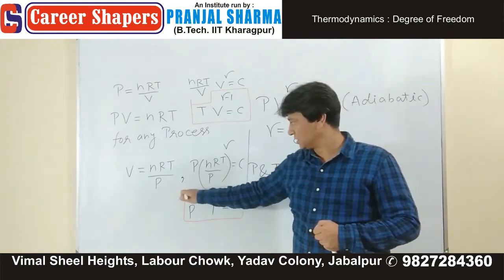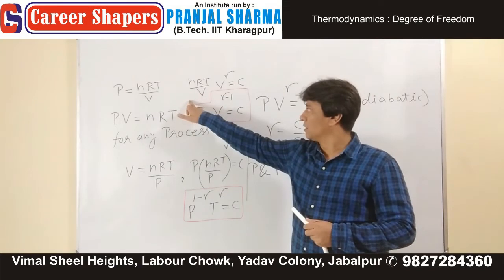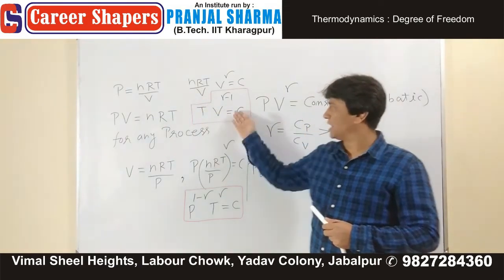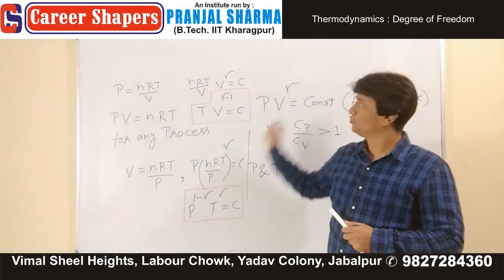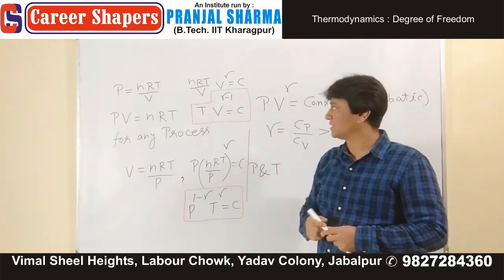Put these results inside a boundary. If you wish, you can remember these, or just remember PV gamma is a constant, and you can always find things like these.